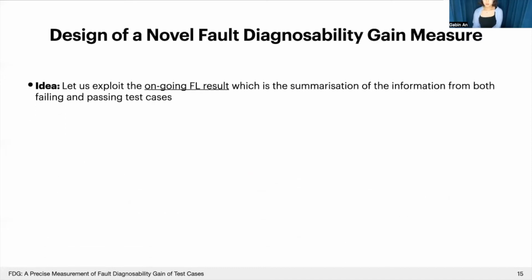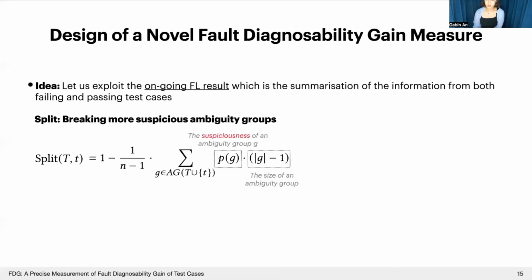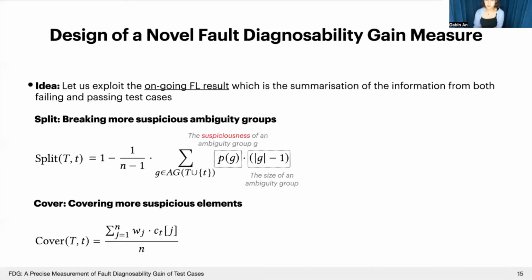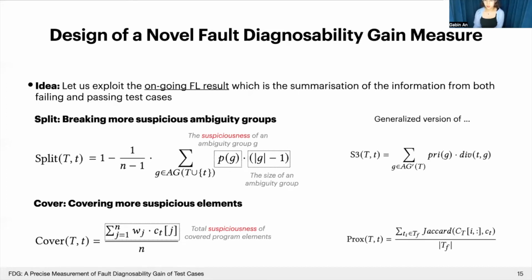We suggest two novel diagnosability gain measures, split and cover. Split is designed to break more suspicious ambiguity groups, while cover is designed to focus on covering more suspicious elements. They can also be thought of as the generalized and normalized versions of F3 and probes, respectively. Our empirical evaluation shows that split outperforms F3 and cover outperforms probes in terms of the FL accuracy improvement.